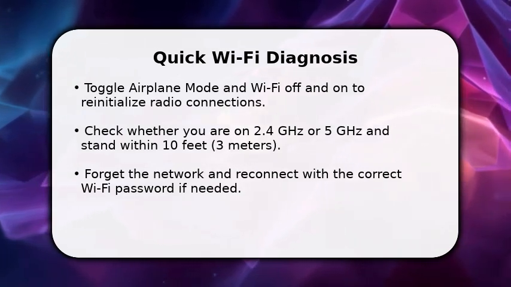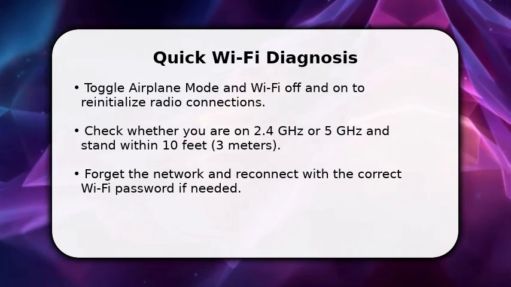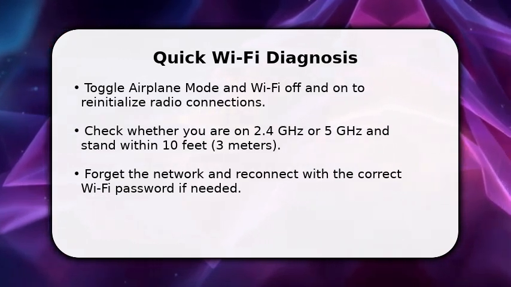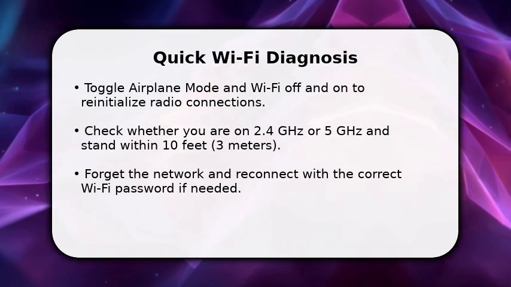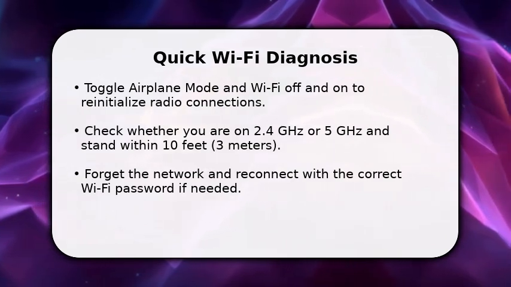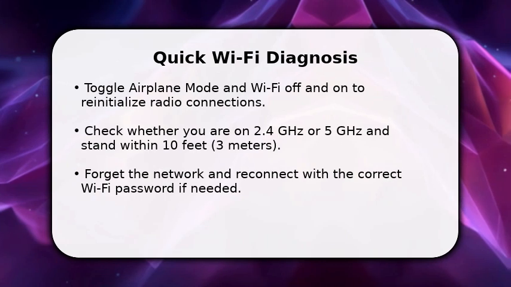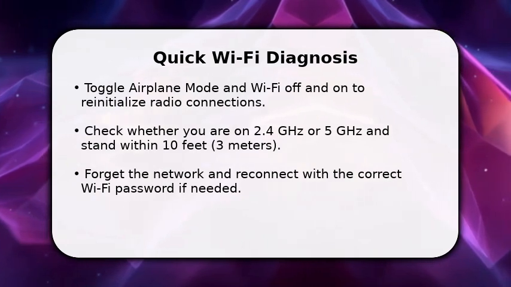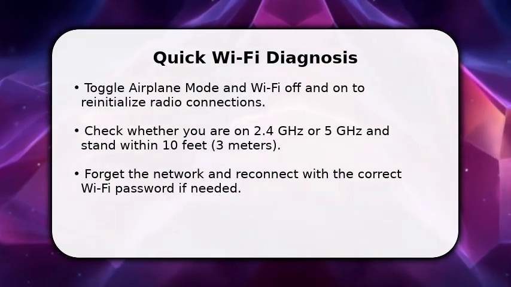Check whether you are on 4 GHz or 5 GHz and move within 10 feet or 3 meters of the router for testing. If prompted, forget the network. Then reconnect using the exact Wi-Fi password to eliminate saved credential errors.